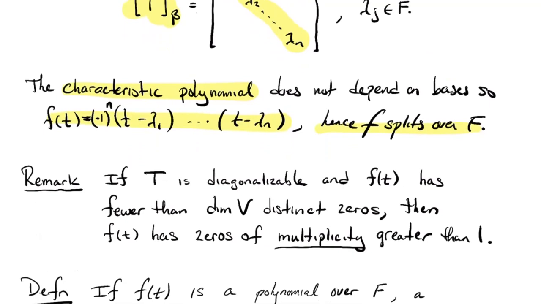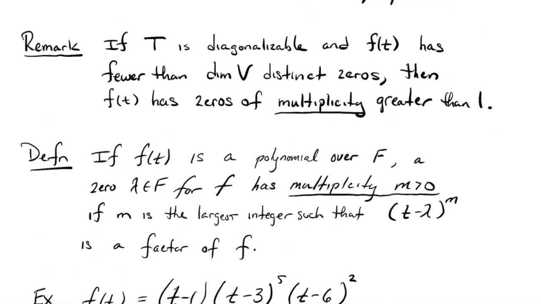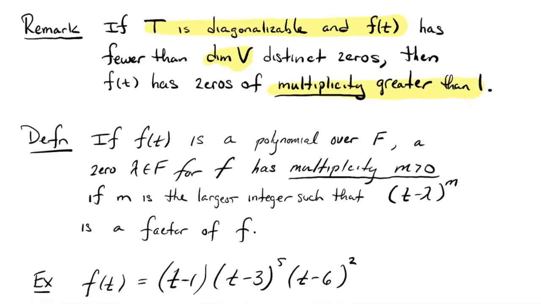Here's some more terminology about polynomials. If you have a diagonalizable operator and you don't have dimension of V distinct zeros, distinct eigenvalues, then some zero has to have multiplicity greater than 1. So what's the multiplicity of a zero?